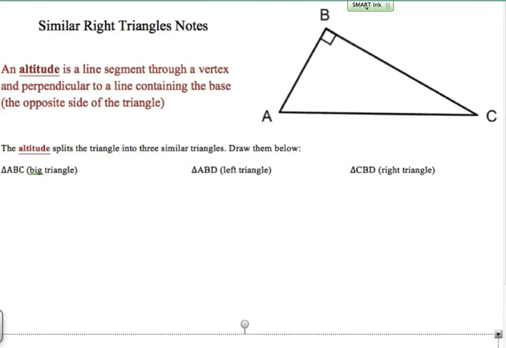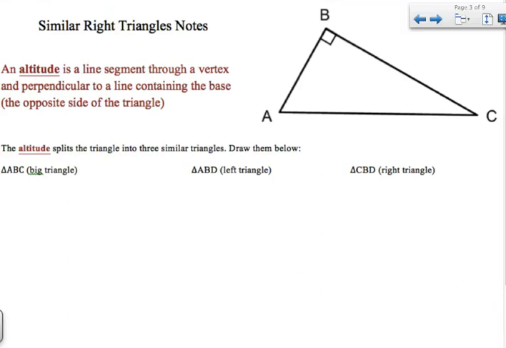Time to learn about similar right triangles. So an altitude is a line segment through the vertex and perpendicular to a line containing the base, the opposite side of the triangle. So all that fancy mumbo jumbo is if I start at B and I drop a line down, that is the altitude and it's perpendicular.